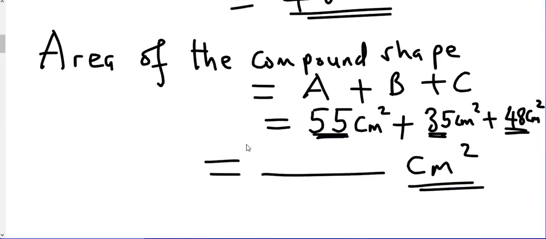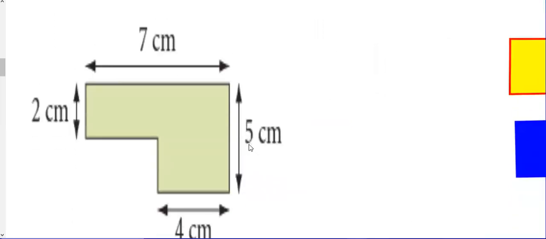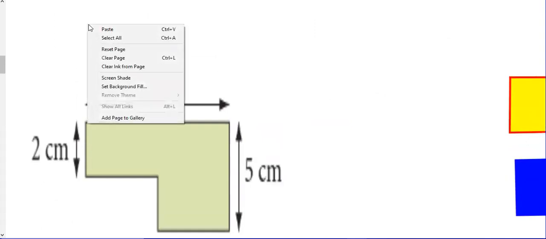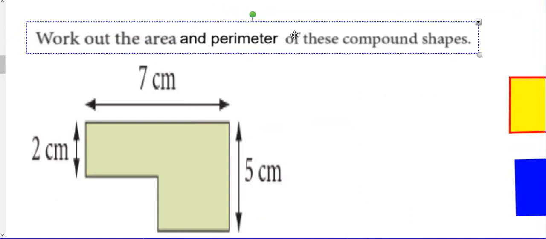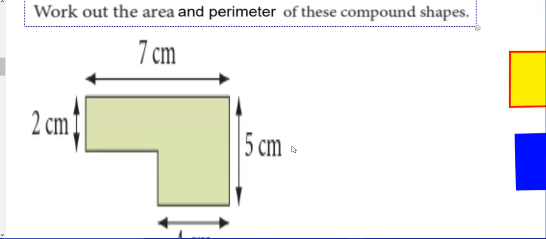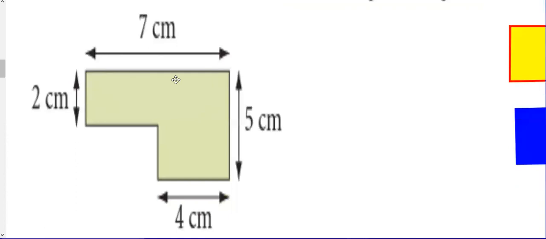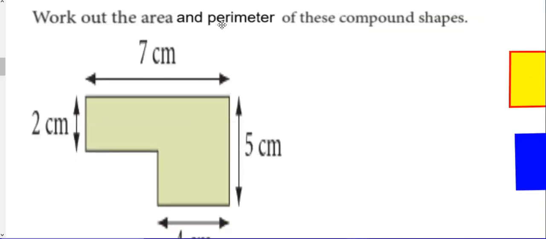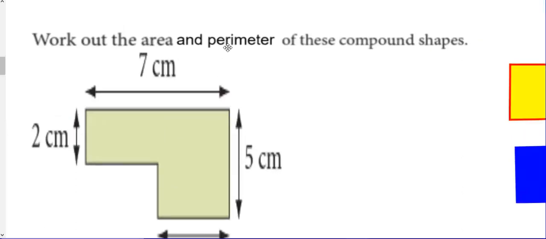But the shapes are, this is the first shape. Can you help me get the area? This is the instruction. Can you help me get the area of this compound shape? See that? This is your homework. Work out the area and perimeter of this compound shape. This is a compound. Find the area and what? Perimeter. This is the question I'm talking about.